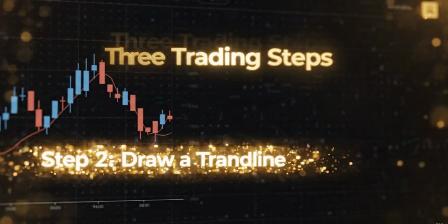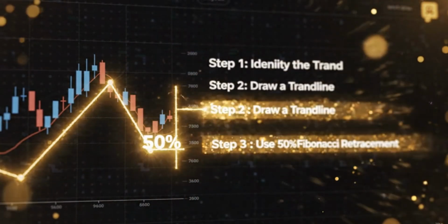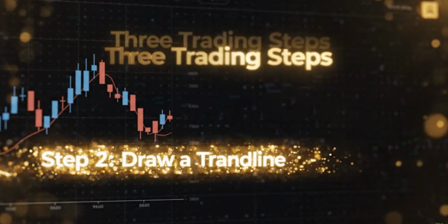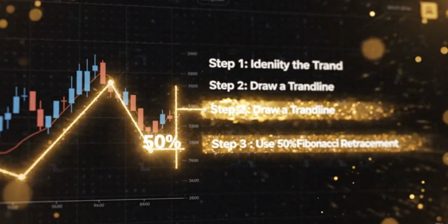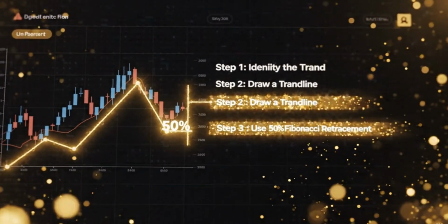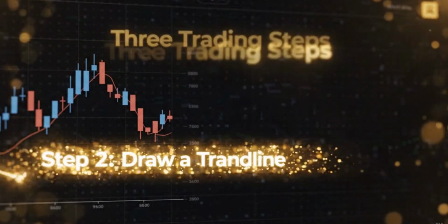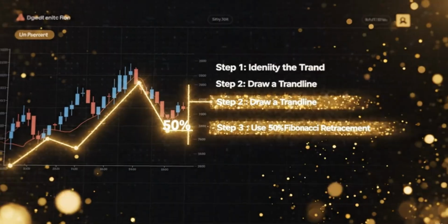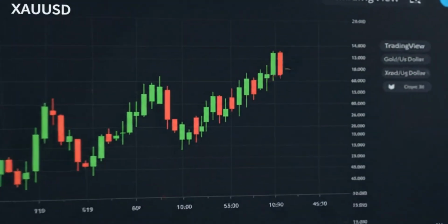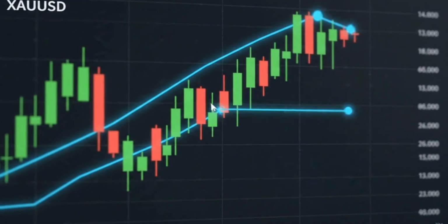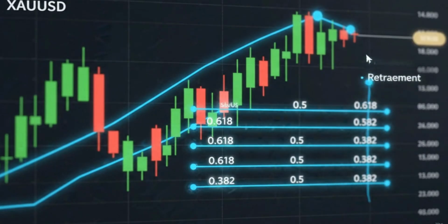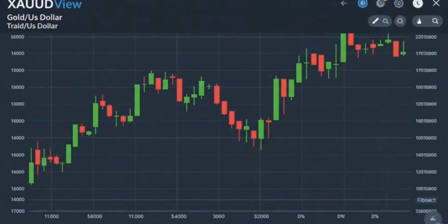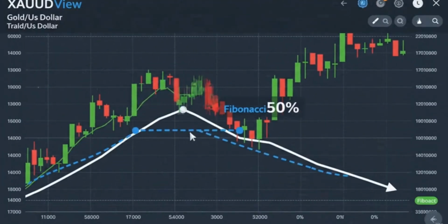So like I said, I'm going to be showing you 3 simple steps to trade the XAUUSD market starting from next week. Step 1 is to identify the trend. Step 2 is to use your trend line tool. Then step 3 is to use your 50% Fibonacci tool for precision entry. I know it might sound confusing to you, and that's why I'll be demonstrating this on the chart so you can understand what I'm talking about and try this out in your next trade.